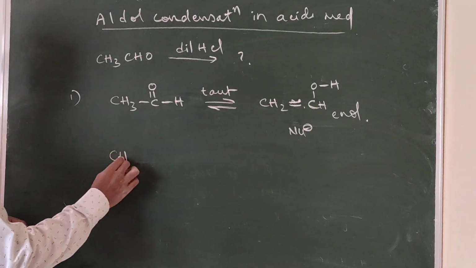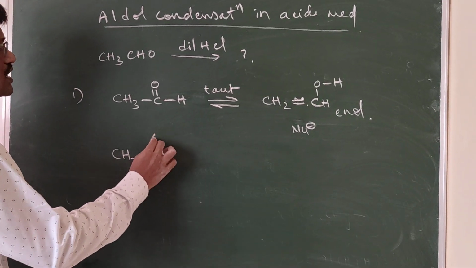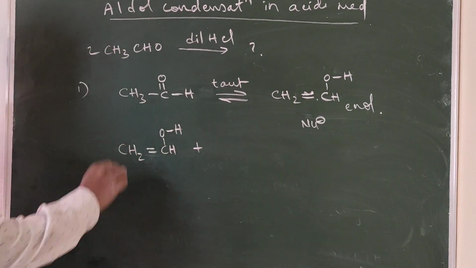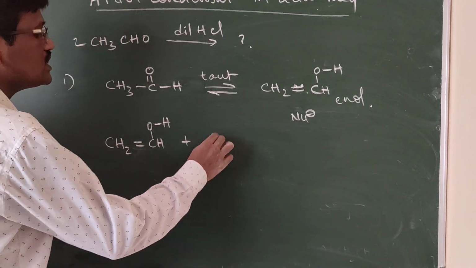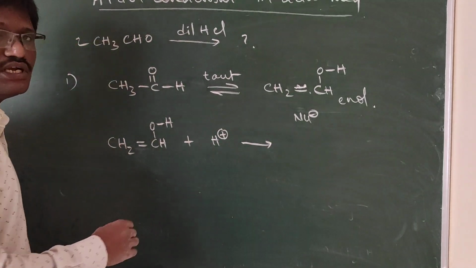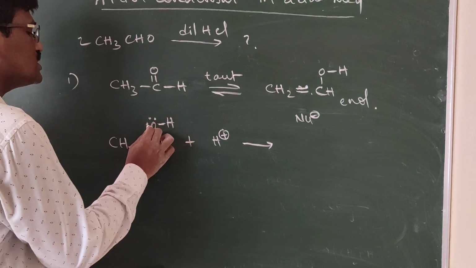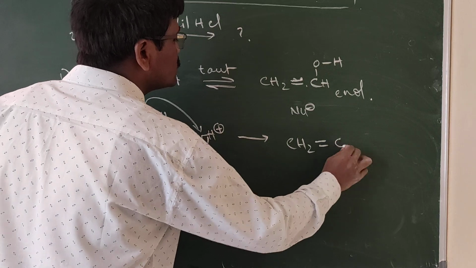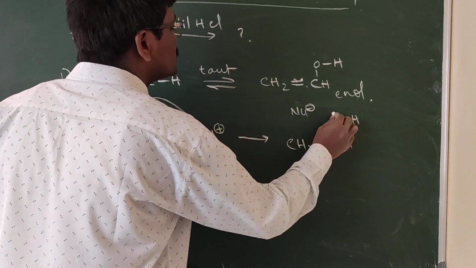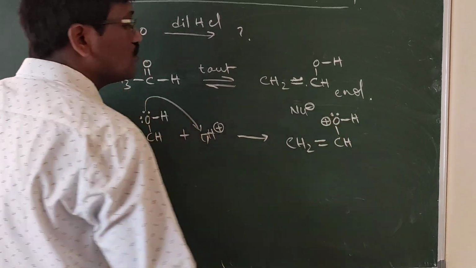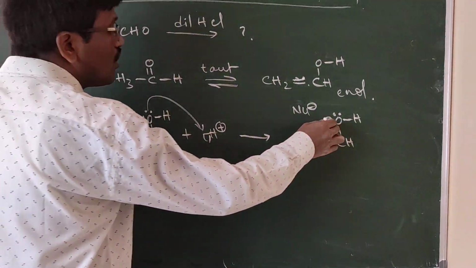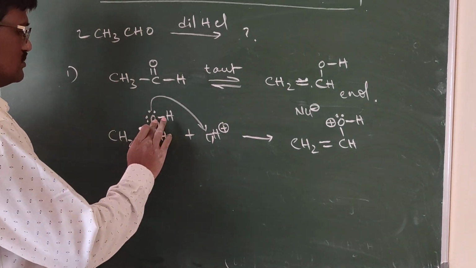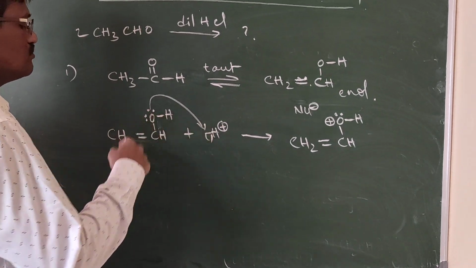Next, another molecule of aldehyde is taken. Here two molecules of aldehyde we are taking. In acid medium, protonation takes place. That means this oxygen donates one of its lone pairs to the vacant orbital of H plus and forms a bond. This is the enol form.